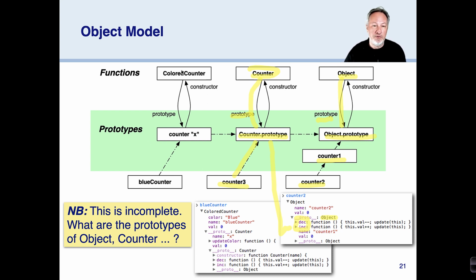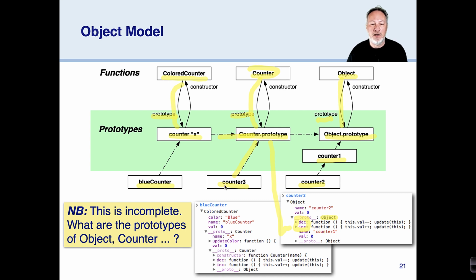Then blue counter is created with a different constructor. That constructor has as its prototype, not the default one that the system gives it, which would have been ColoredCounter.prototype, but we explicitly create an instance of this guy, which has as its prototype Counter.prototype. So by overriding the default prototype for its instances, we got to reuse for free this behavior which we copied in from counter 1.